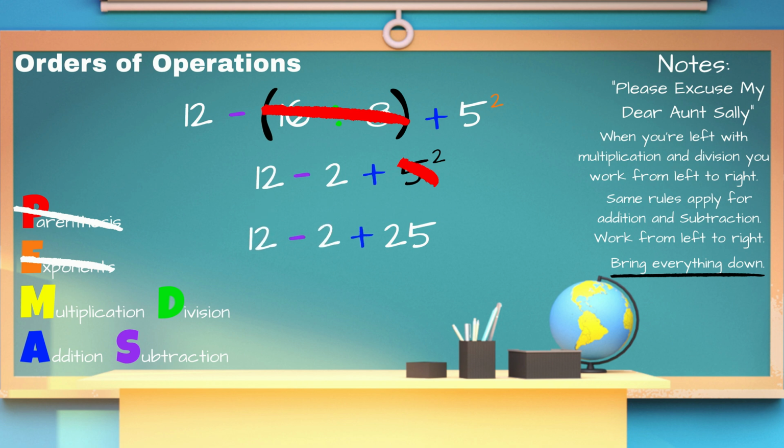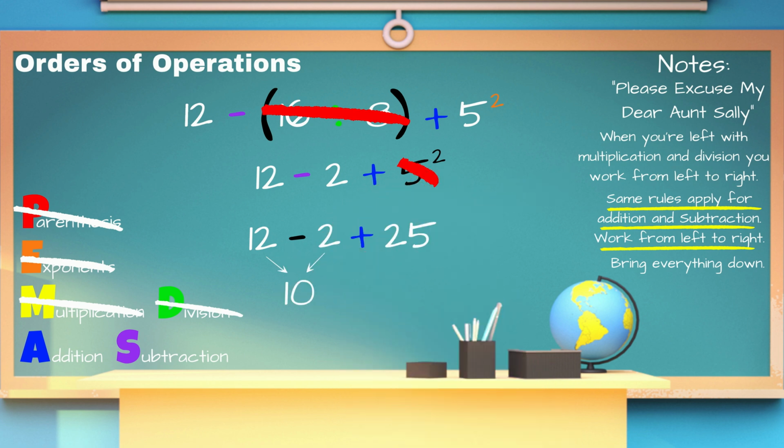So we have 12 minus 2 plus 25. Now remember, we have subtraction and addition. What do we do first? We work from left to right. Exactly. So 12 minus 2, 10. Bring everything down, plus 25. That's 35. That's right. So our final answer is 35. See, orders of operations isn't that bad.